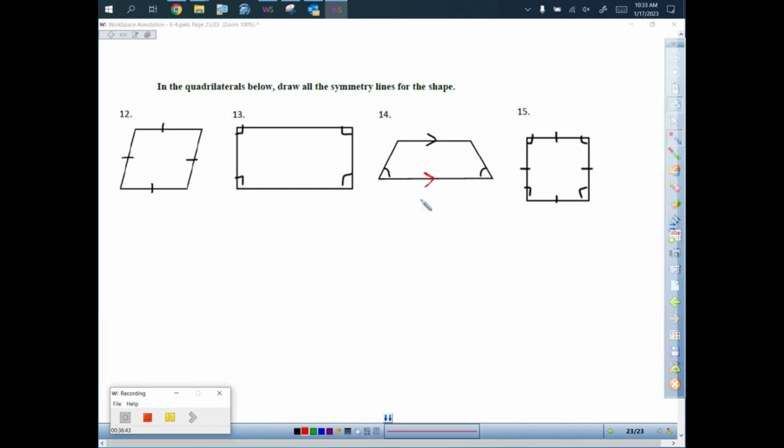Sorry, apparently the worksheet was missing a little arrow right here for this parallel line. That's supposed to be parallel right there. So we got a rhombus on 12, a rectangle on 13, an isosceles trapezoid on 14, and a square on 15. Draw the symmetry lines in. All right. I'm going to go draw them all in and then mark them. I'm going to get my arrowheads going. You should put arrowheads on your lines.